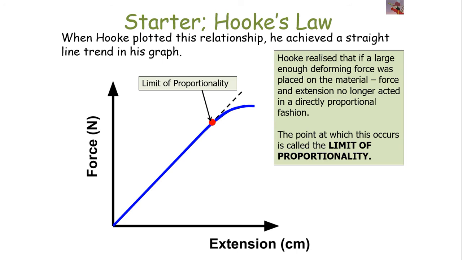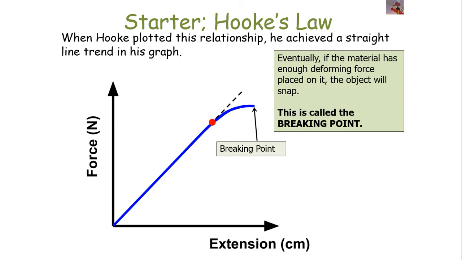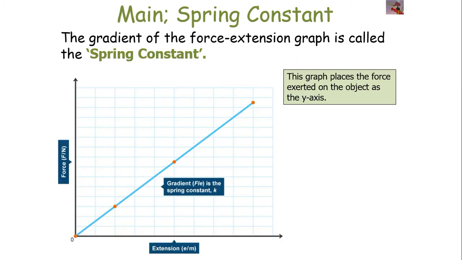So at this point, we say it's the limit of proportionality. It's the limit of where it's a straight line. After the limit of proportionality, the material acts as inelastic. Eventually, if enough deforming force is placed on the material, the object will snap, which is called the breaking point. So we can actually use this particular graph to work out some values.